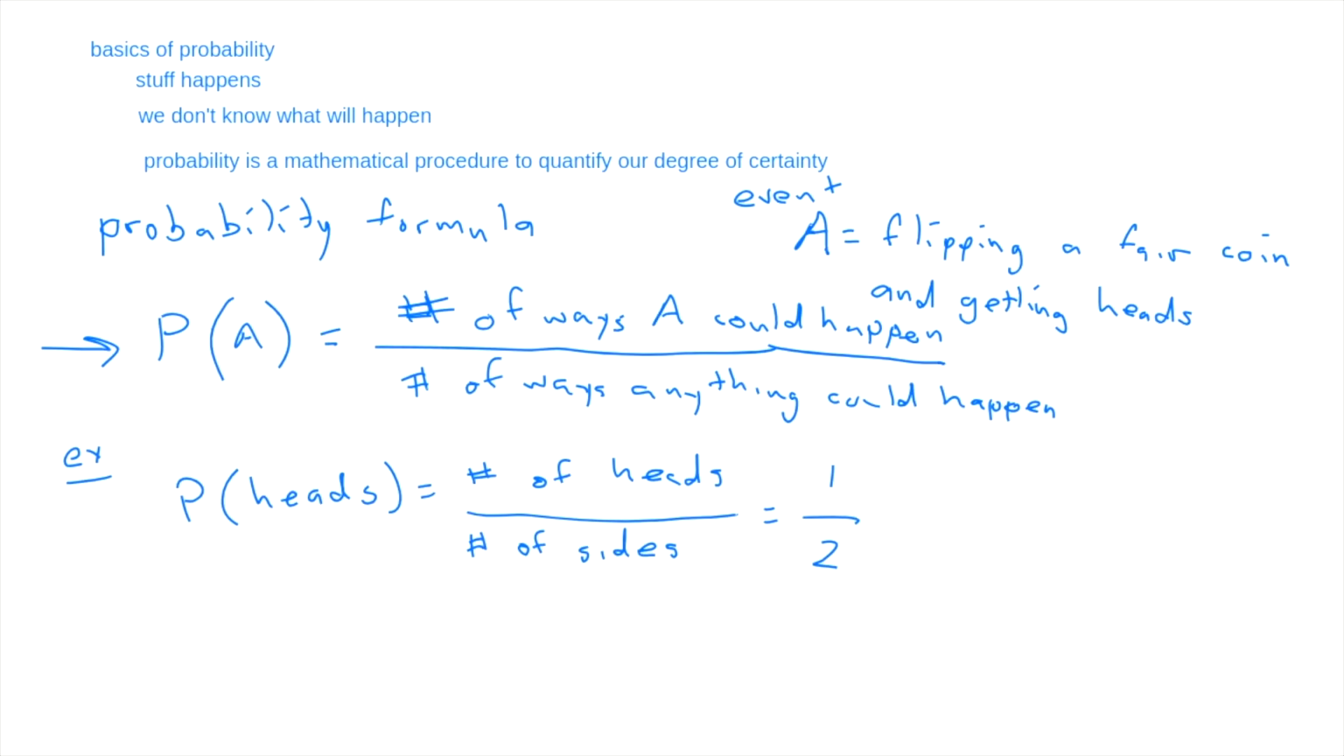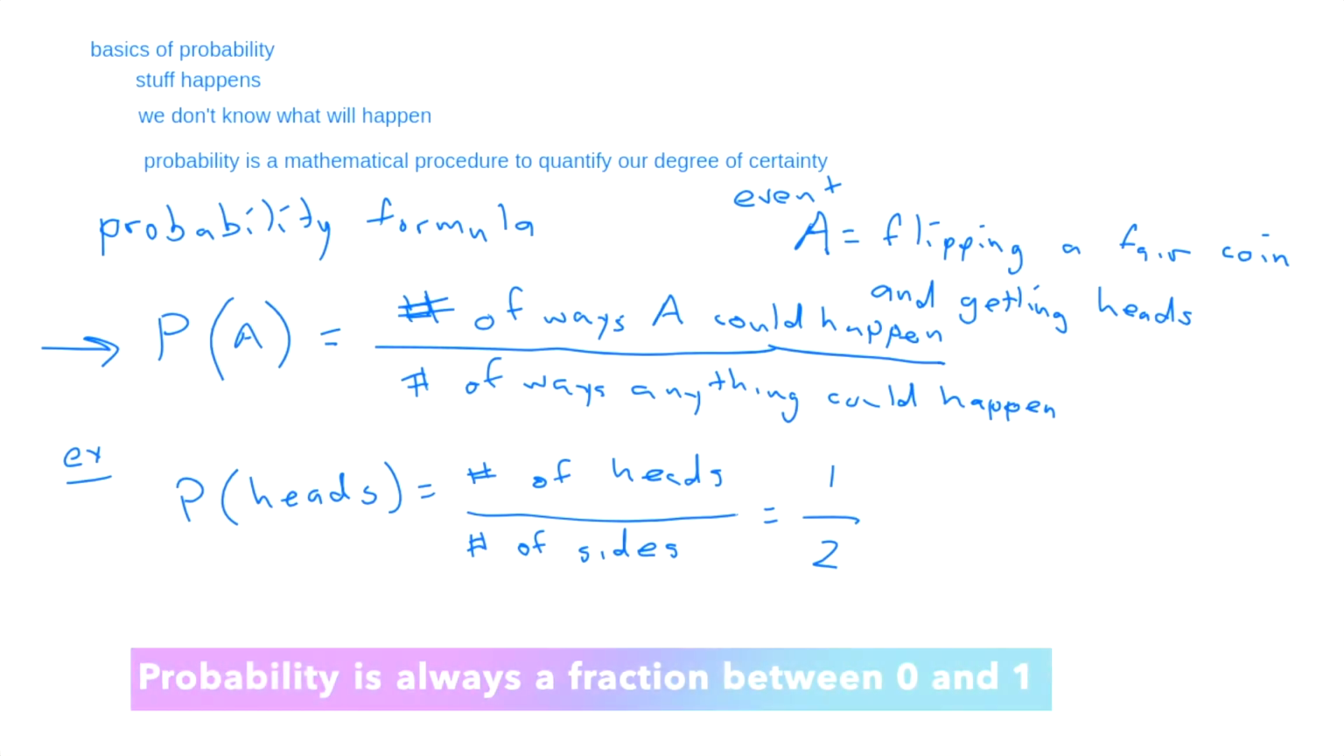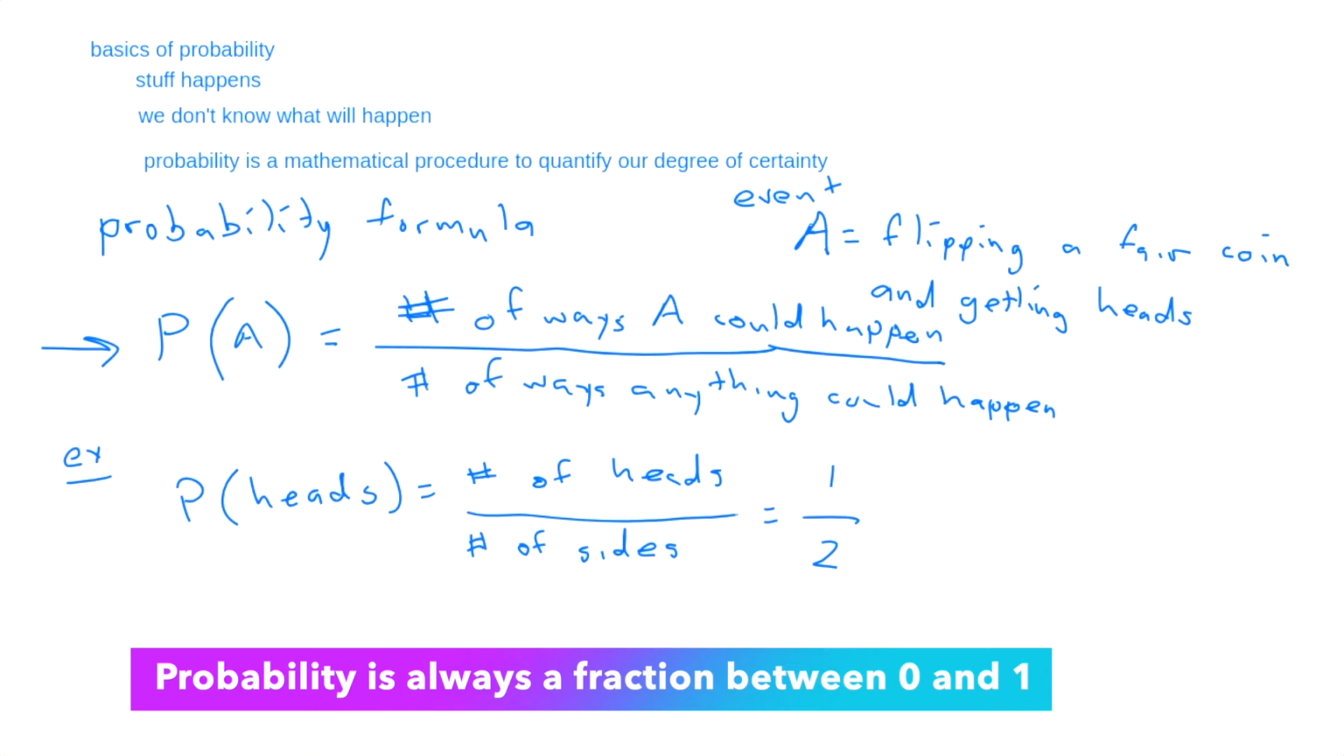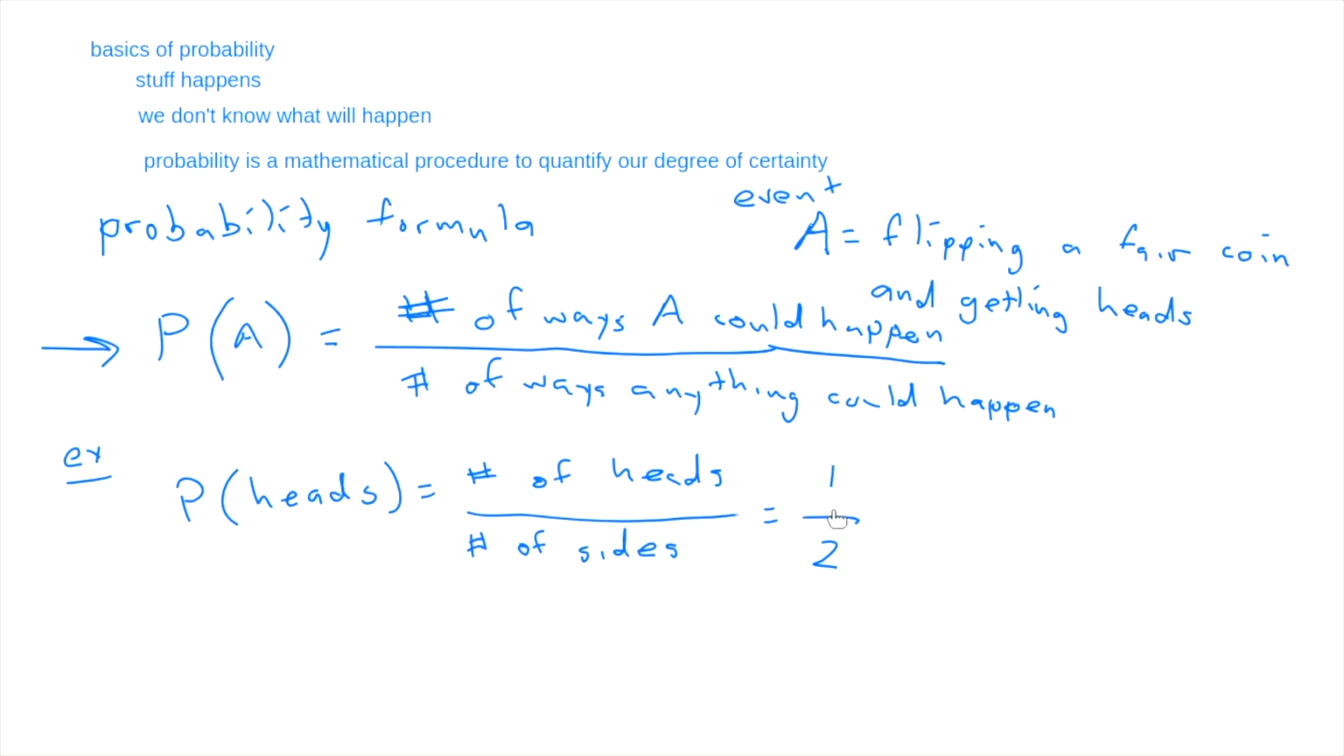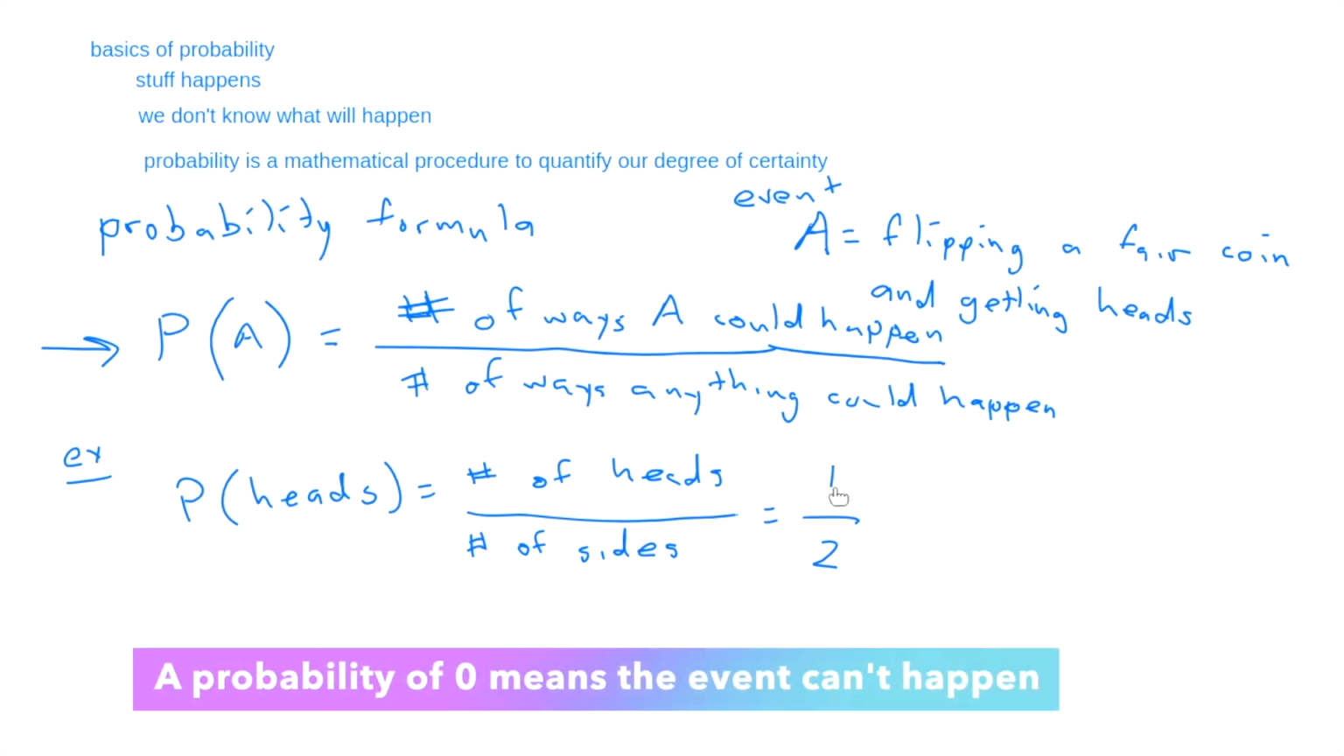And here's something I want to point out to you: all probability is a fraction. Probability is always a fraction, and it's always a fraction between 0 and 1. 0 would mean the thing can't even happen.